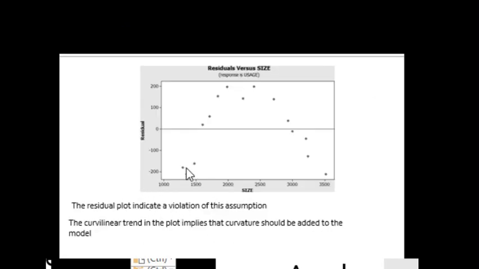So here is an example of a residual plot where there is a violation of the assumption. As you can see, this indicates a clear quadratic pattern. That means the linear model is not appropriate and the mean of the residuals is not 0. So the first assumption is violated in this case.